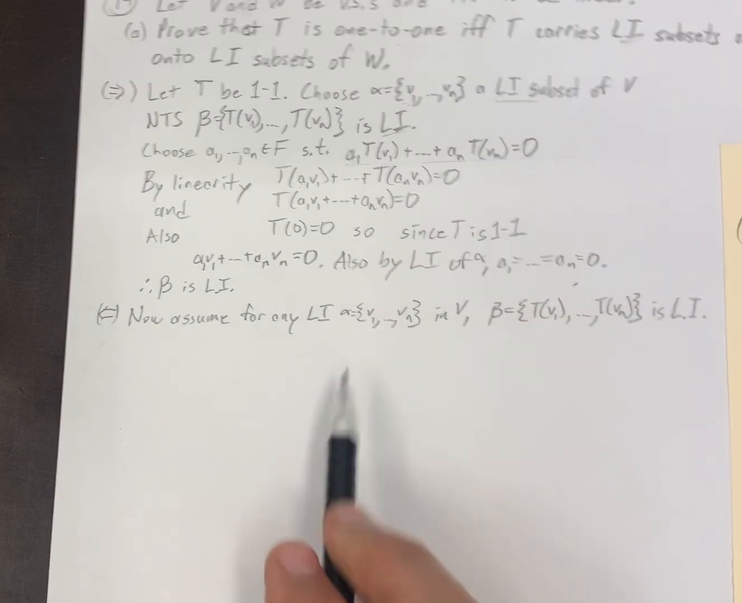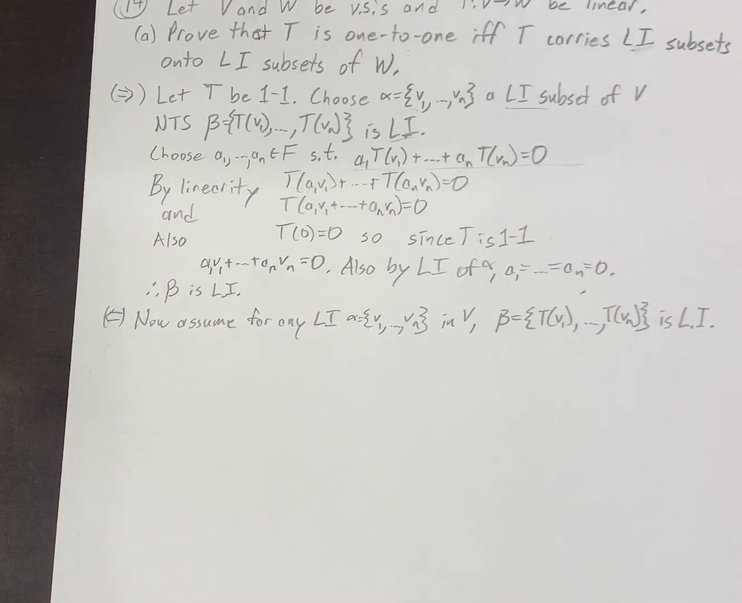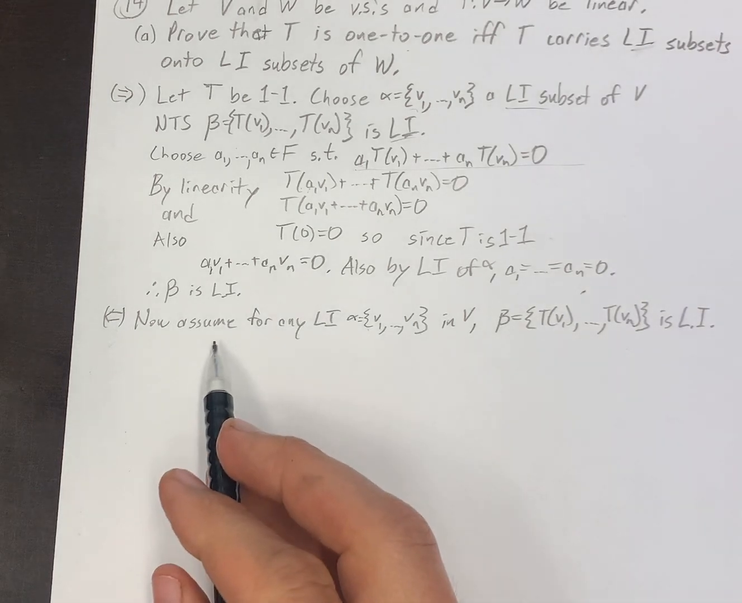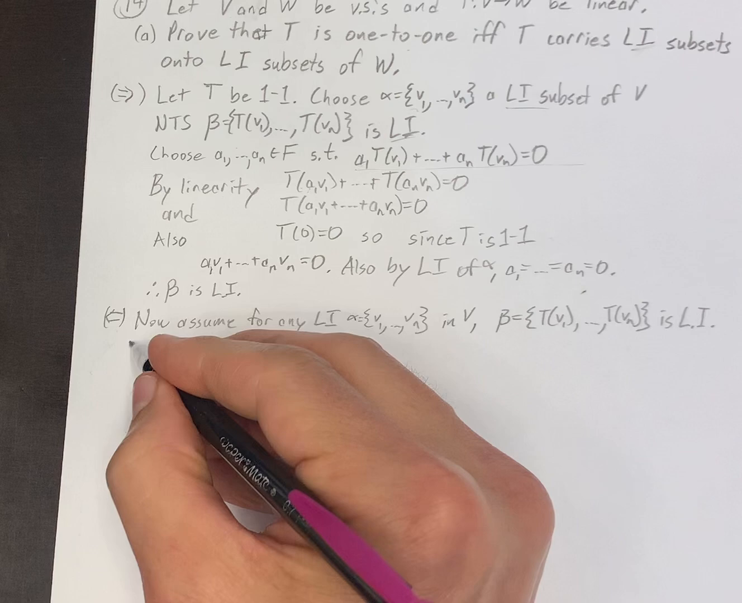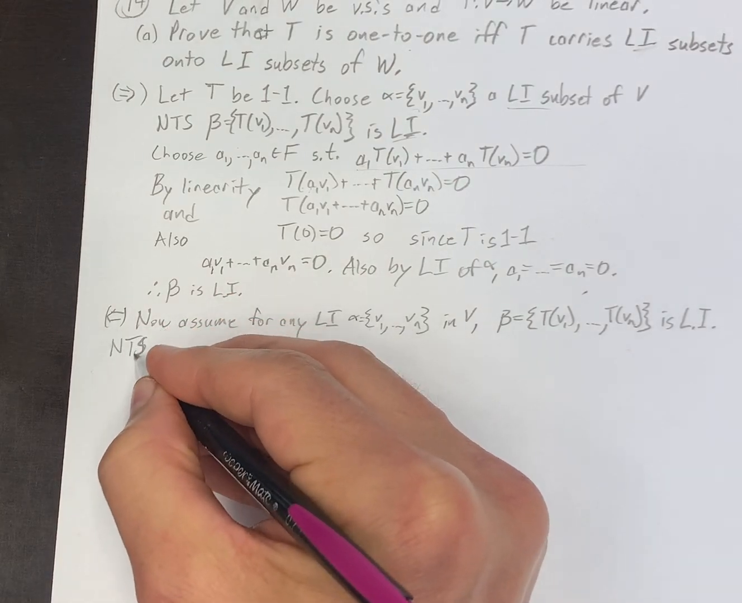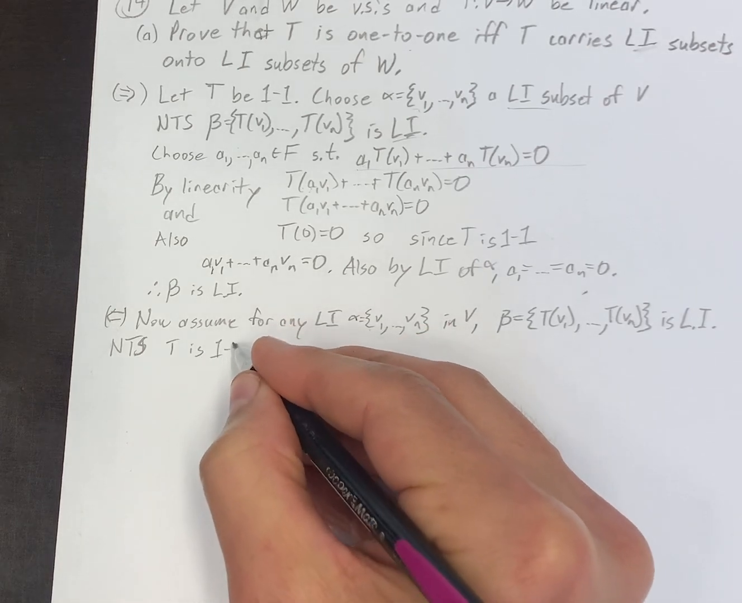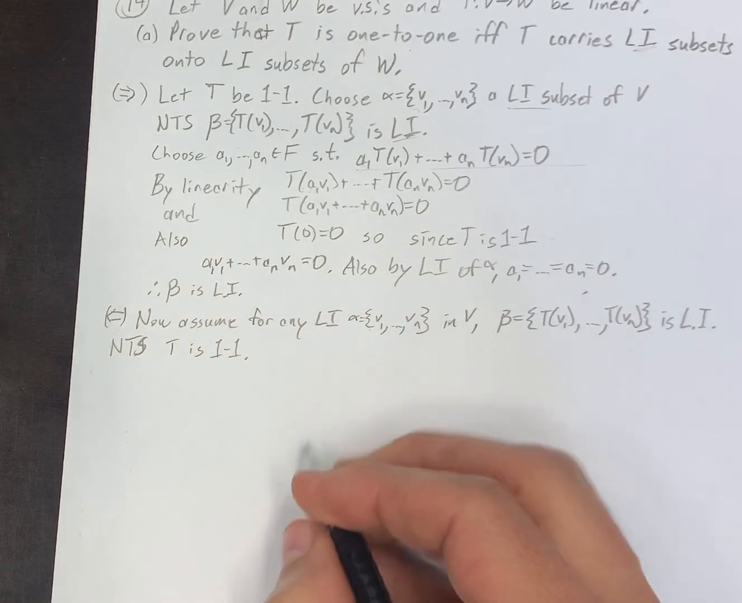Okay, so often when you're dealing with linear independence, the best thing to work with is a basis, because bases are linearly independent, and they span everything. So that's kind of where we're going to go with this proof. But let's think about what we're trying to get to. We need to show that T is 1 to 1. How do you show something's 1 to 1?